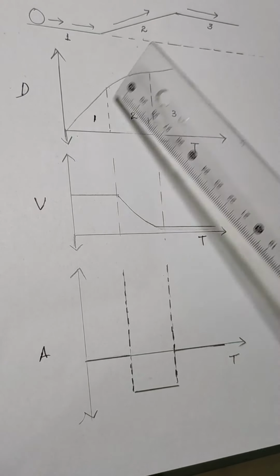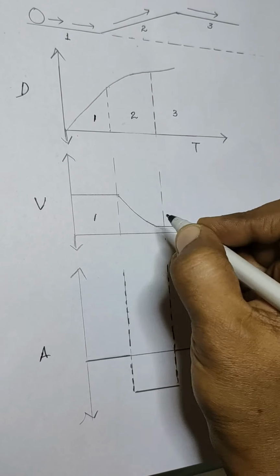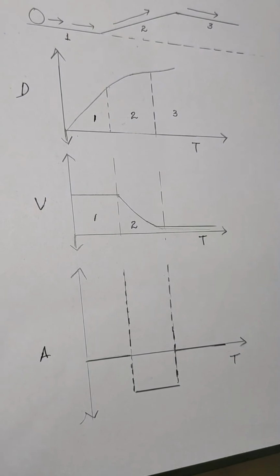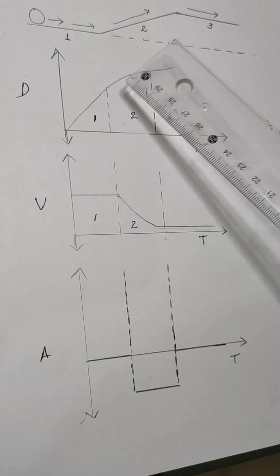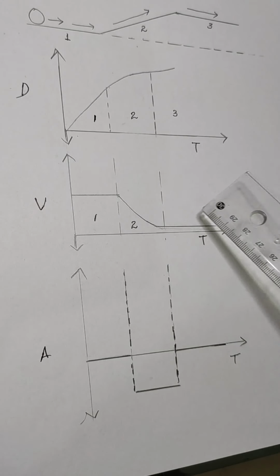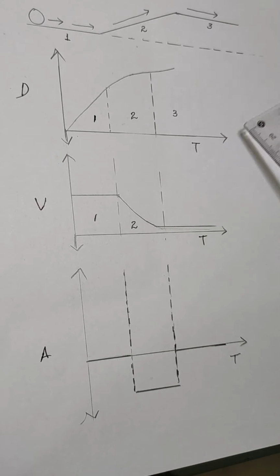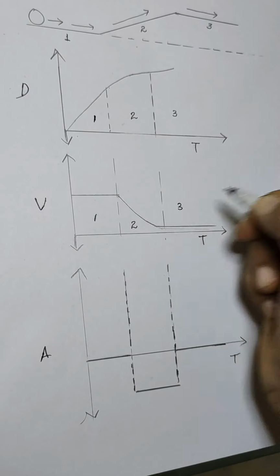Correspondingly, for the first part, you have the velocity constant. But in the second part, you can see that the slope is decreasing. Though it is positive, it is decreasing. So in the second part, the velocity is decreasing. And again, for the third part, the velocity is becoming constant. So this is for the third part.